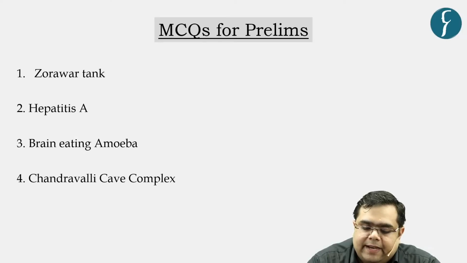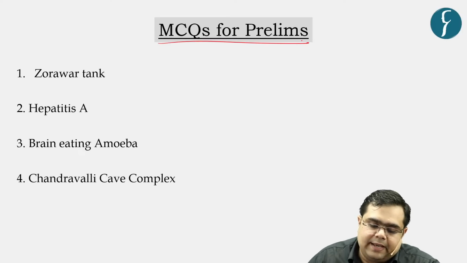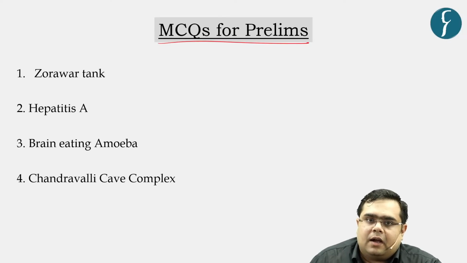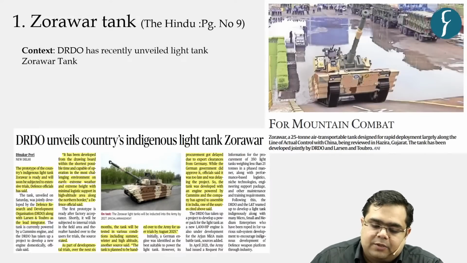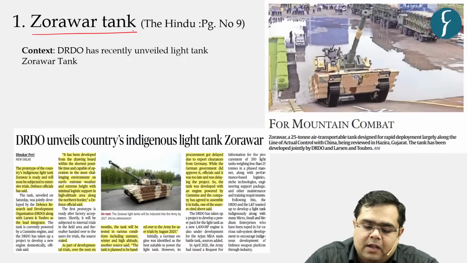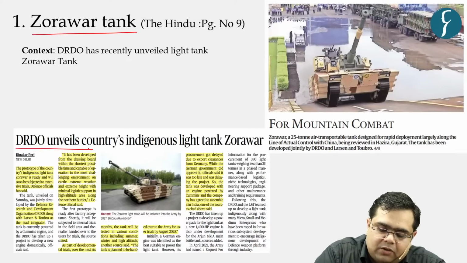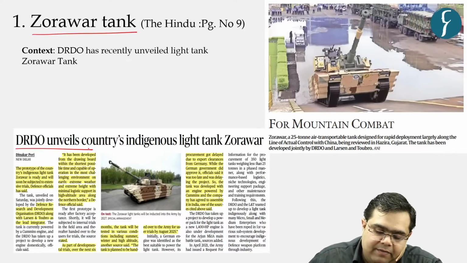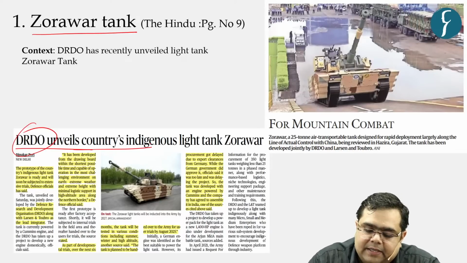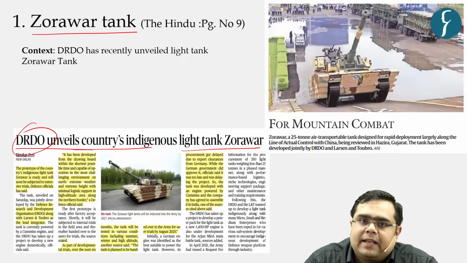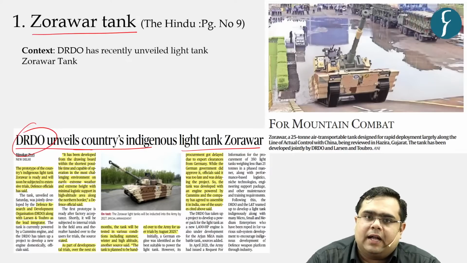Moving on to the second aspect of today's DNS, the first article that we are going to deal with is with respect to the Zorawar tank. What is the context of this news? This particular weapon has been unveiled by the Defence Research and Development Organisation, which has unveiled the country's first indigenous light tank, Zorawar. This tank is going to be very helpful for India in mountain warfare.